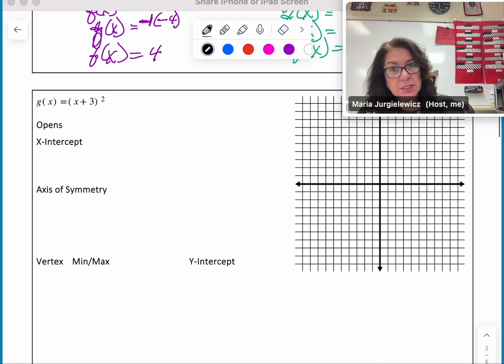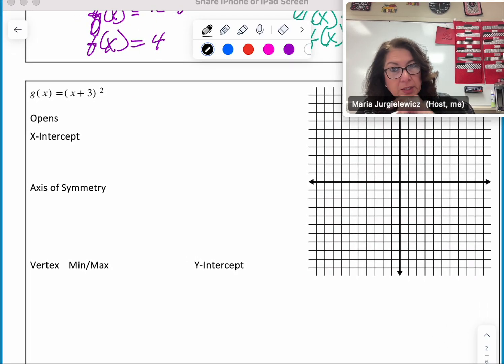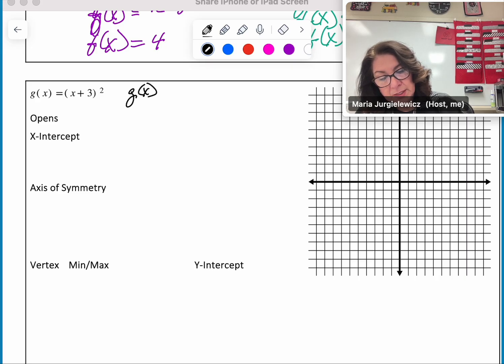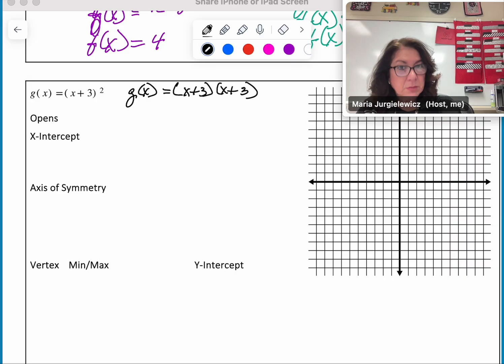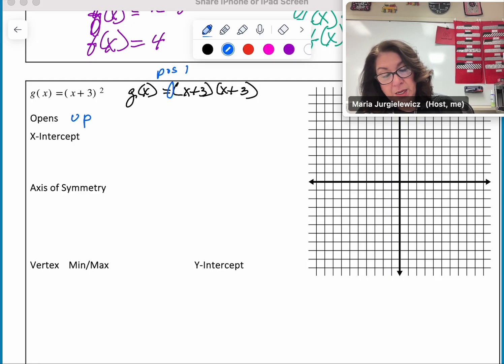g of x is equal to (x plus 3) quantity squared. So let's look at this a little bit carefully. When I say quantity squared like that, that means (x plus 3)(x plus 3). That's what that means. So it looks just like the previous problems. You're just going to get the same answer in both parentheses. All right, so let's try this. Which way does it open? Well, I'm going to look out there. That's a +1. So it's going to open up.